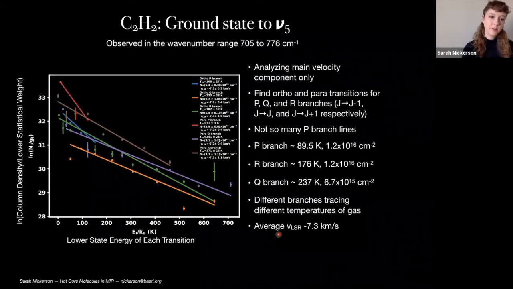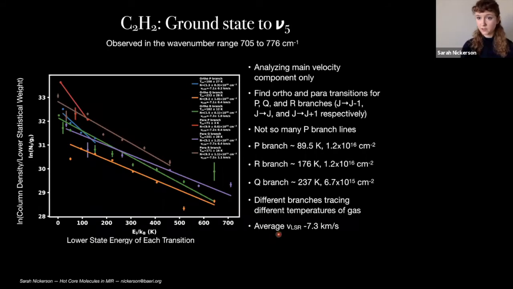Now going to the rotation diagrams here. So first looking at C2H2, so this is the ground state to V5 transition, and we're seeing these at around the 700 wave number range. And so at the moment, we're only analyzing the main velocity component of each Gaussian. And here we have a lot of lines. We see both ortho and para lines for P, Q, and R branch.